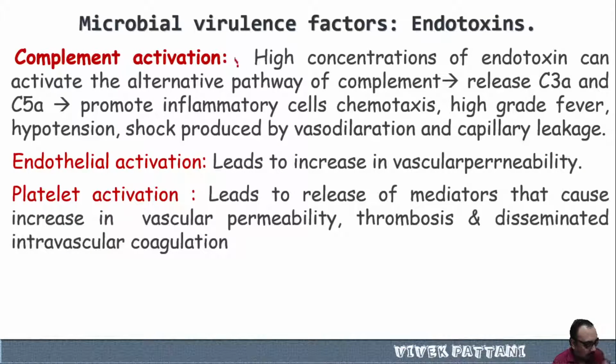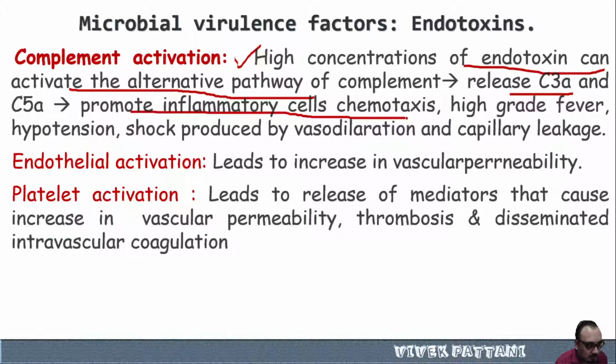Next comes the complement activation. A higher concentration of endotoxin can also activate the alternative pathway of the complement, basically releasing C3a and C5a to promote inflammatory cell chemotaxis, and it may also lead to high grade fever, hypotension and shock produced by vasodilation and capillary leakage.